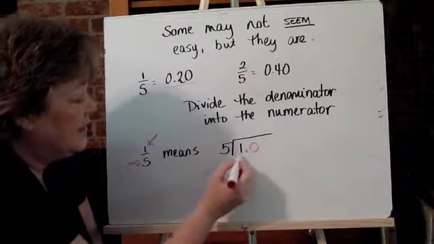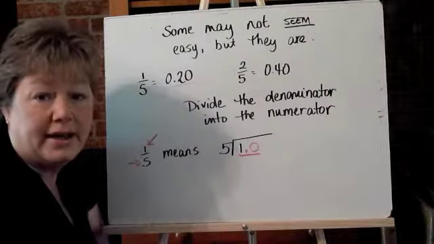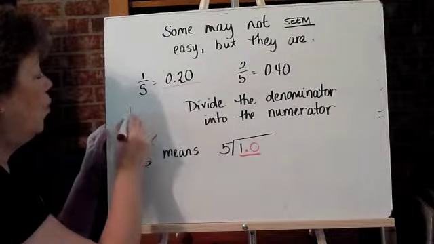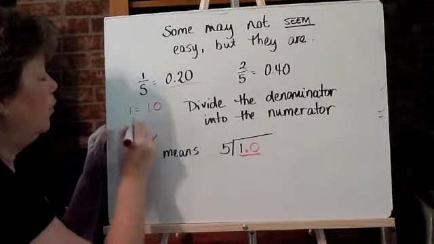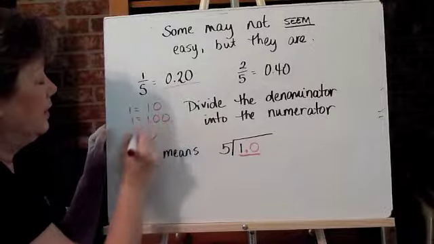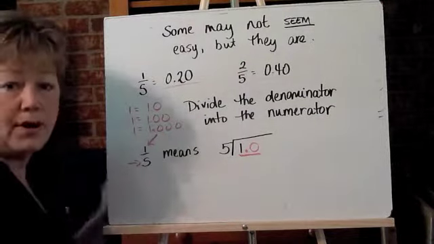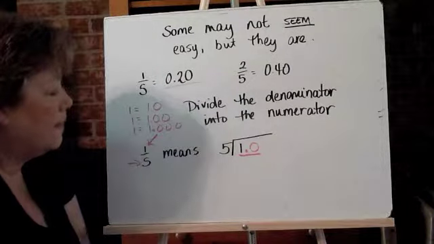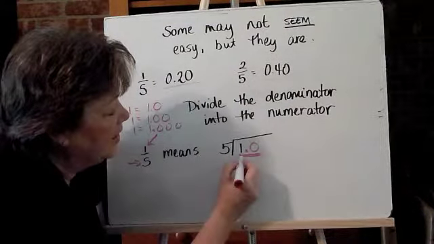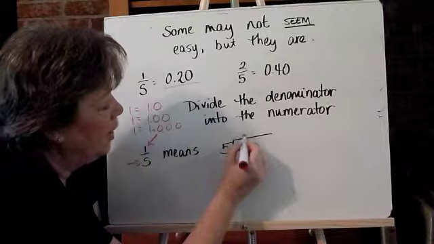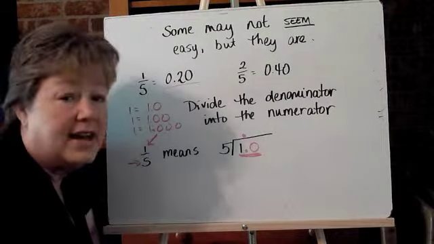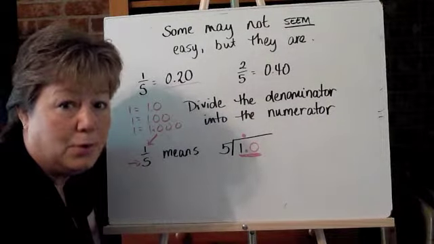Now, does this still equal 1? Yes, it does. 1 equals 1.0, 1 equals 1.00. You can add as many zeros after the decimal point as you want, and it doesn't change the value. When we are dividing with decimals, the decimal moves straight up on top of the house, and then I don't worry about that decimal anymore.